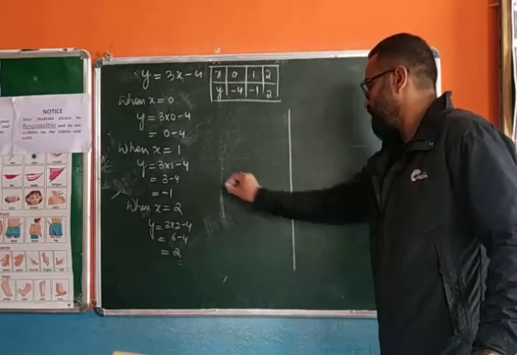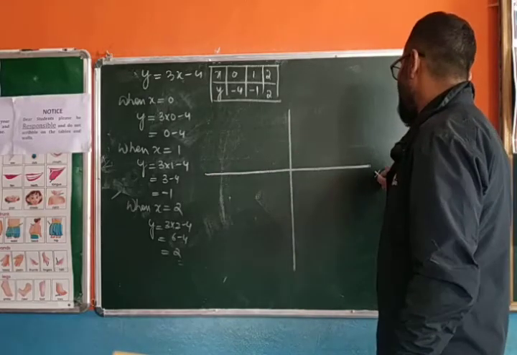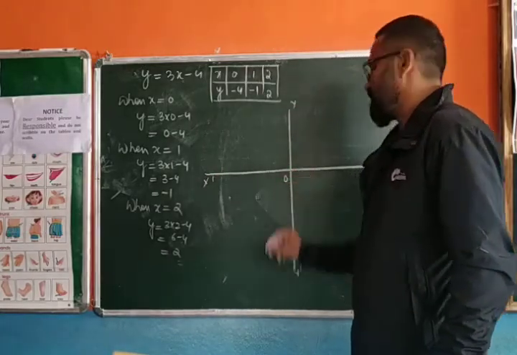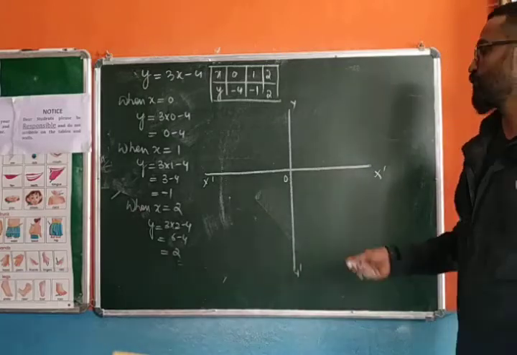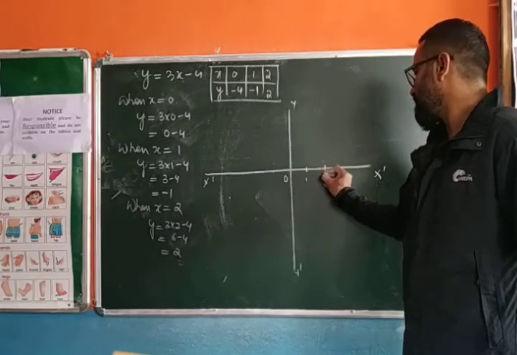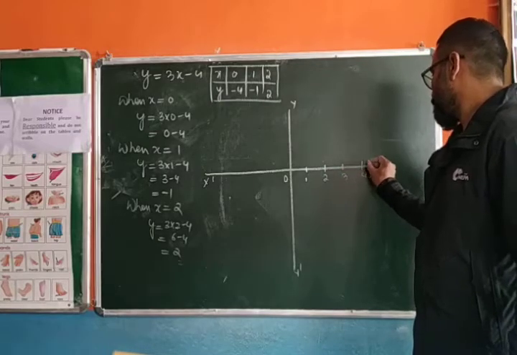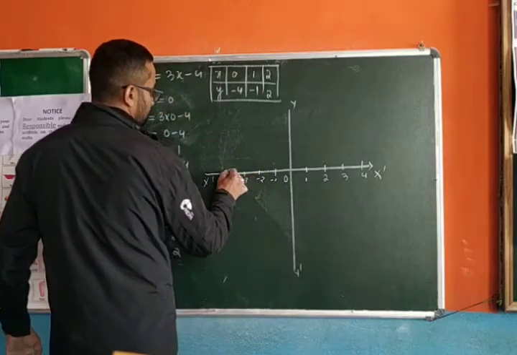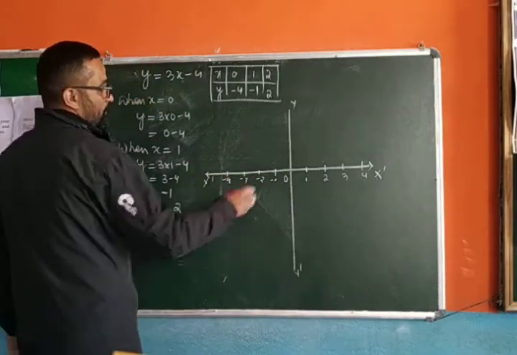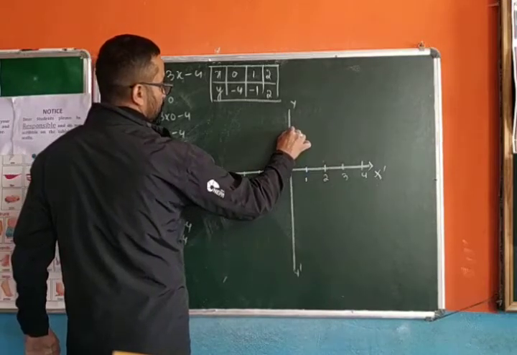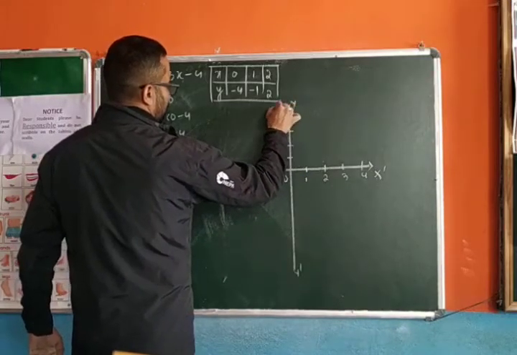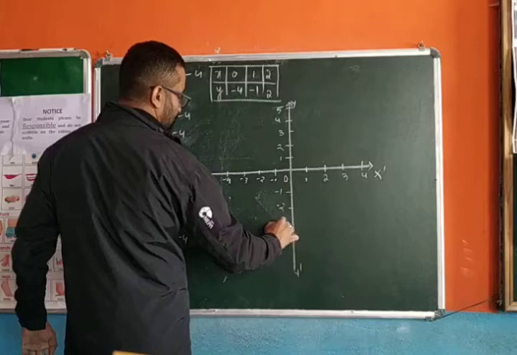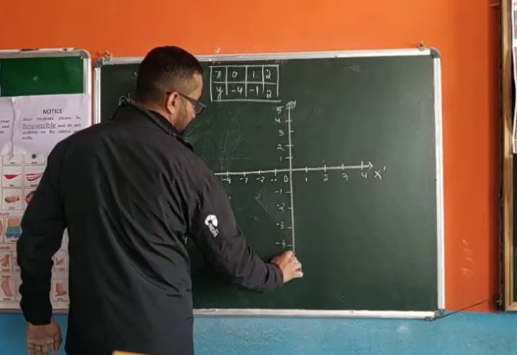Now these points should be plotted in the graph. x, x dash, y dash, origin. Question does not have a scale given, so we take 1 centimeter. 1, 2, 3, 4. Minus 1, minus 2, minus 3, minus 4. 1, 2, 3, 4, 5. Minus 1, minus 2, minus 3, minus 4, minus 5.